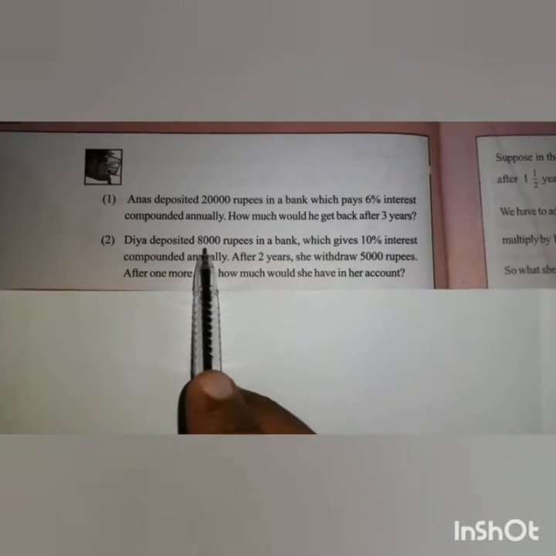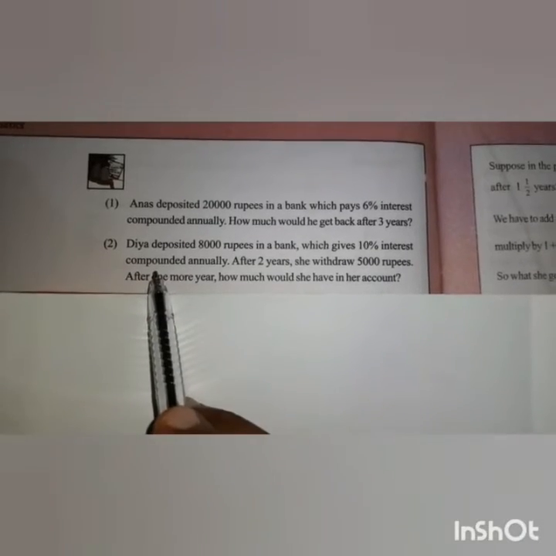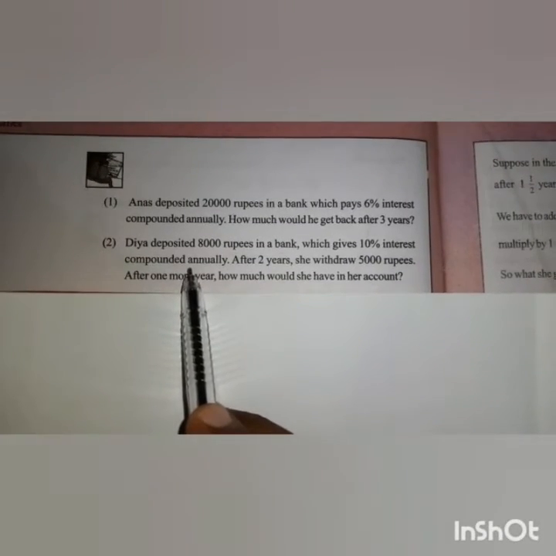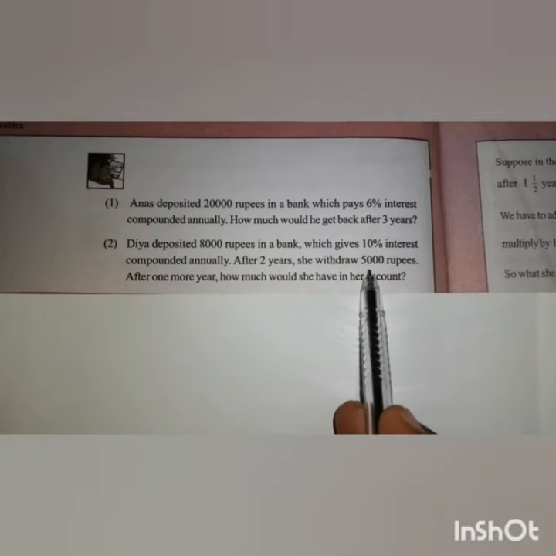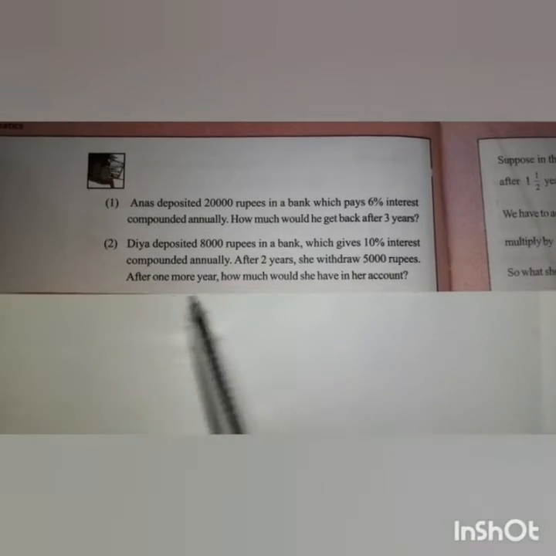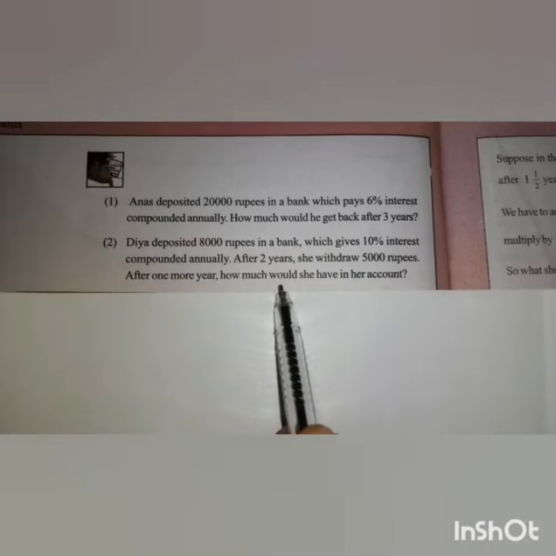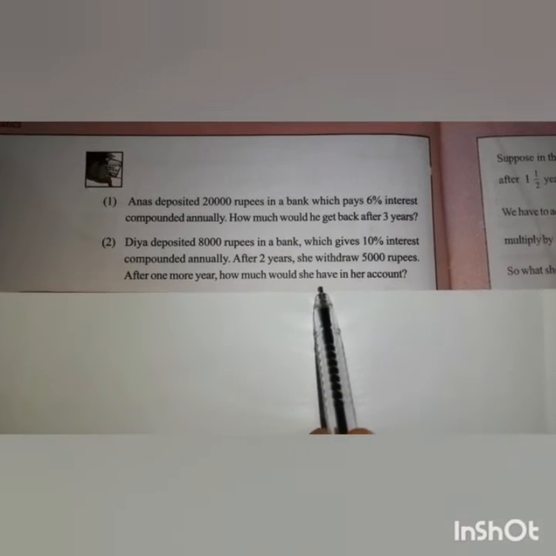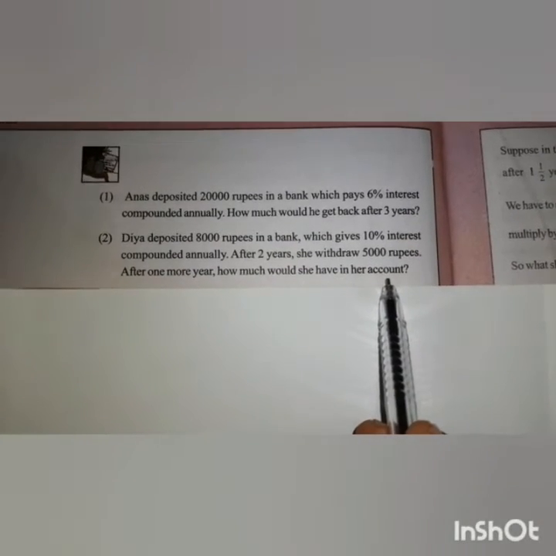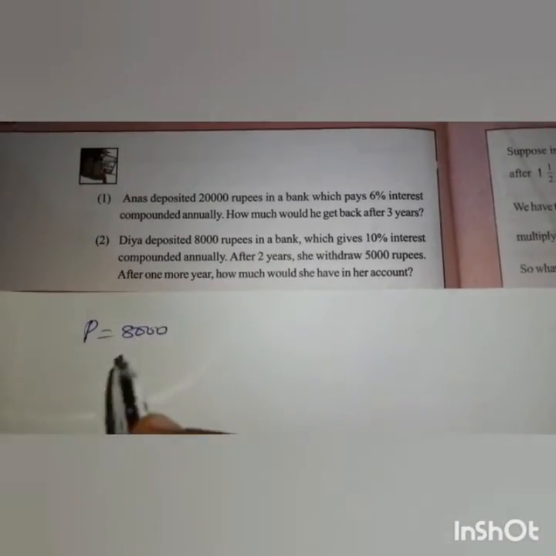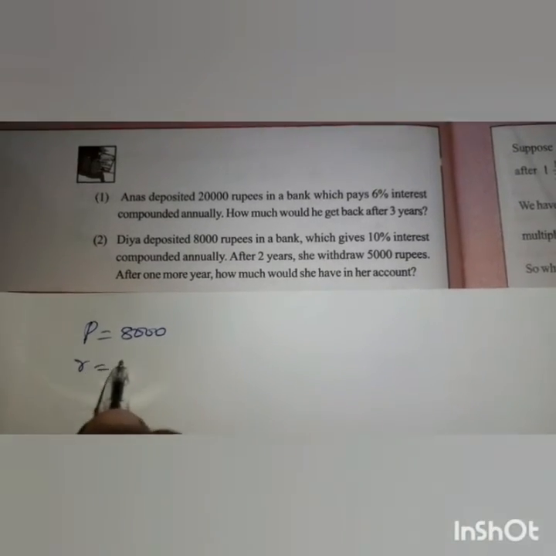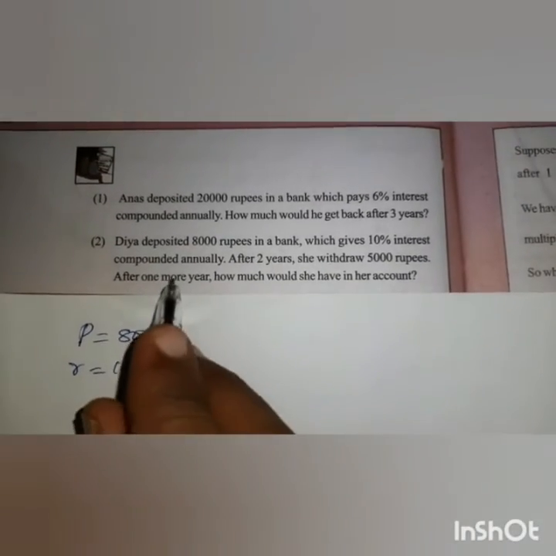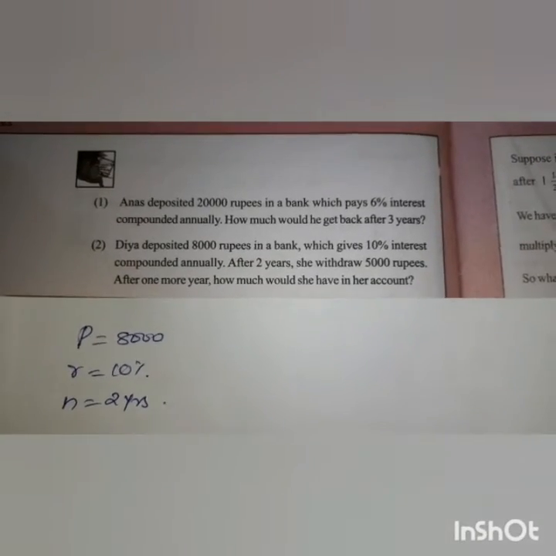She deposited 8,000 rupees in a bank, which gives 10% interest compounded annually. After 2 years, she withdrew 5,000 rupees. After 1 more year, how much would she have in her account? So 8,000 is the principal amount she deposited. How much is the rate of interest? 10% interest compounded annually for 2 years.